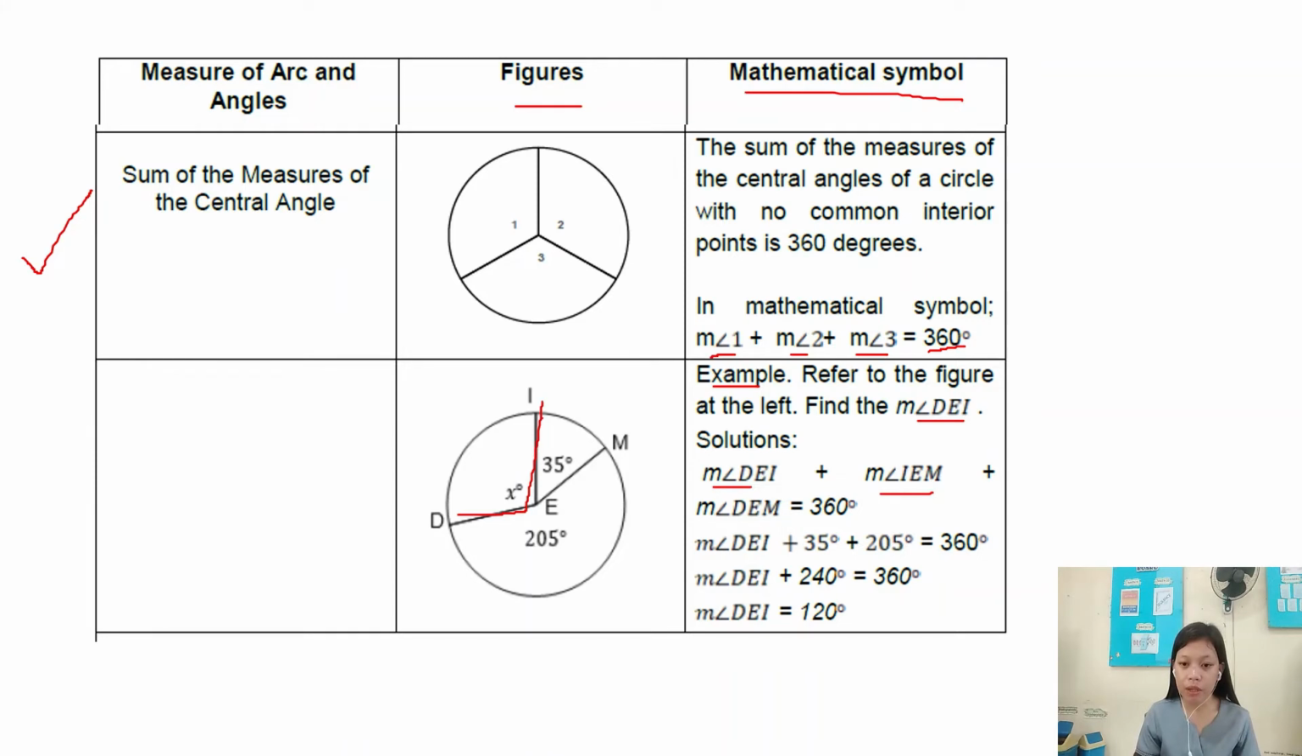We have to substitute the values: IEM is 35, and the value for DEM is 205. So we add 35 plus 205, which is equal to 240. Then 360 minus 240 is equal to 120. So the measure of angle DEI is 120 degrees.